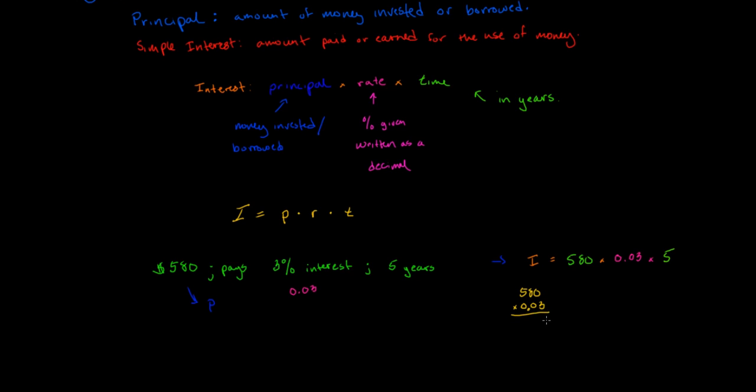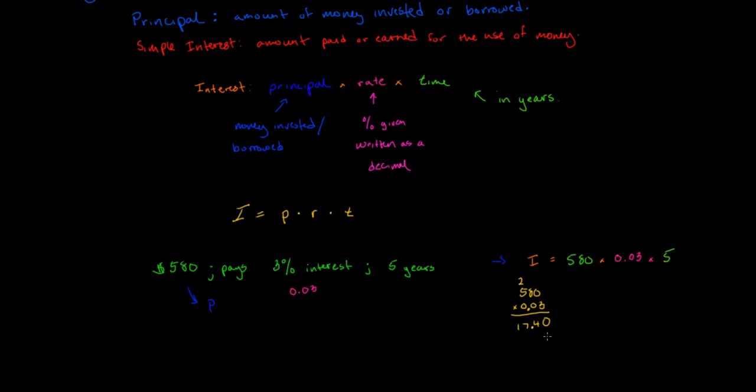We get 3 times 0, which is just 0. 3 times 8, which is 24. Carry my 2. 3 times 5 gives me 15, plus 2 is 17. We had 2 decimal places, so I have 1740.